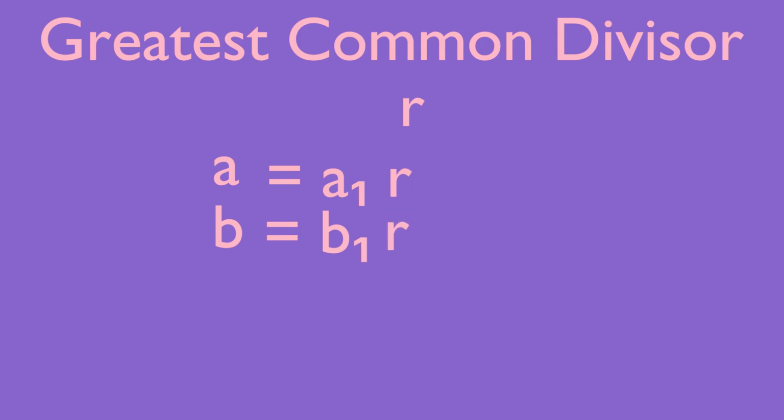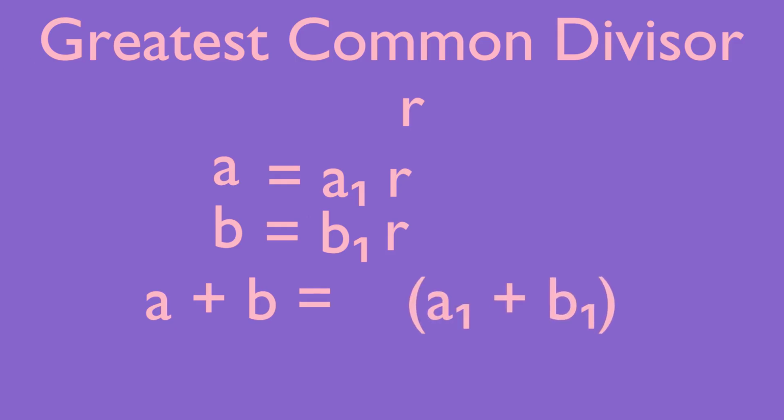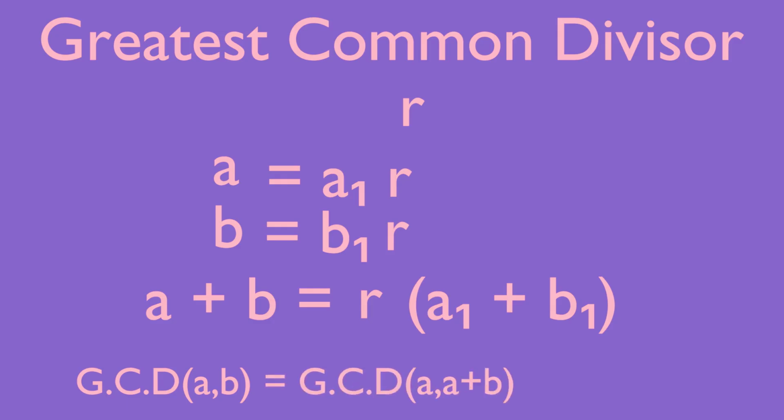So the main idea behind Euclid's algorithm is even simpler than the algorithm itself. Knowing that r is common in both a and b, it is interesting that r is also a common factor between a and a plus b, since a plus b can be written as r times (a1 plus b1). So this means that the GCD between a and b is equal to the GCD between a and a plus b. Let's try this with real numbers.